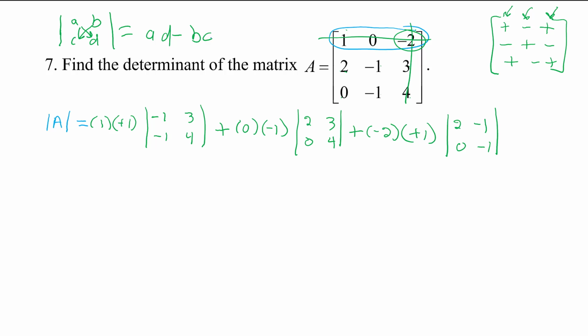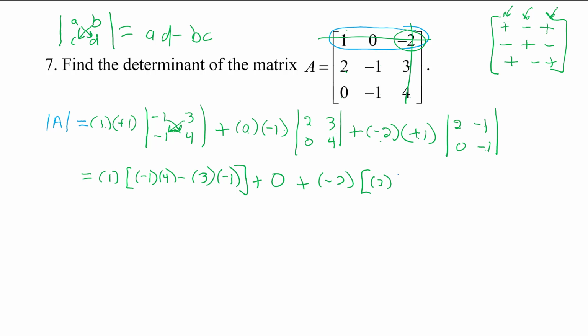Okay, so let's go through and figure out. So for this first matrix here, we're going to have 1 times the determinant of the matrix -1, 3, -1, 4. We take -1 times 4 minus 3 times -1, plus, and this is why a lot of people like to choose a row or a column with zeros. 0 times anything is just going to be 0. So we'll throw a 0 there. And then we have plus -2 times the determinant of the matrix 2, -1, 0, -1. We take 2 times -1 minus -1 times 0.